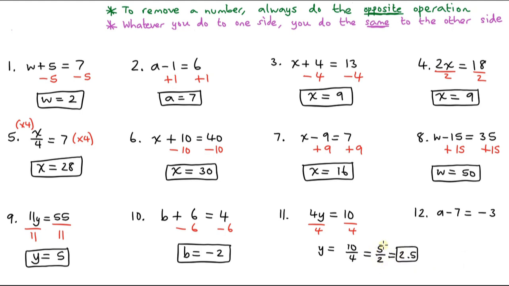If you did leave it as 5 over 2, that's absolutely fine. You could have written 2.5. However you say it, as long as you get the correct value, that's absolutely fine.